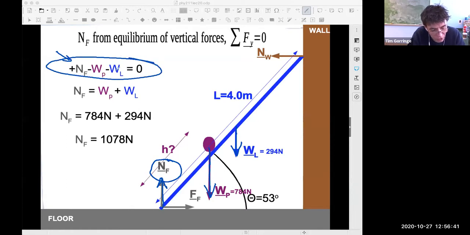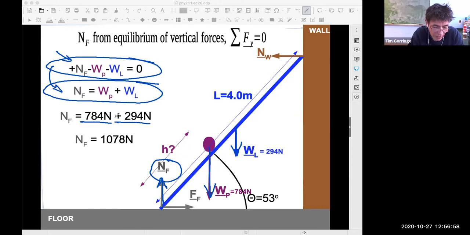Now, I know the two weights. The only thing I don't know is the normal force. And so I can rearrange this equation for the normal force. And the normal force must simply be the sum of the two weights. The weight of the painter is 784 newtons. The weight of the ladder, 294 newtons. So the normal force must be 1,708 newtons to balance those two weights. And so we've solved for one of the forces on this slide.